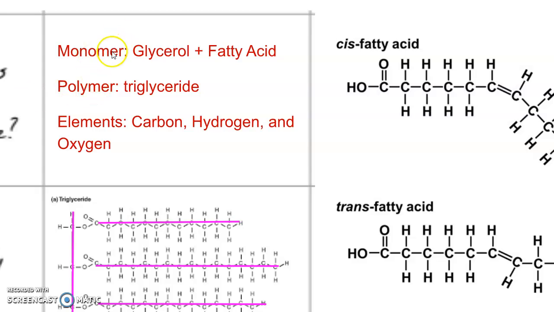Structure of a lipid. The monomer is going to be the glycerol and the fatty acid. The polymer is going to be the triglyceride, so 3 glycerides. Elements is CHO, carbon, hydrogen, and oxygen.